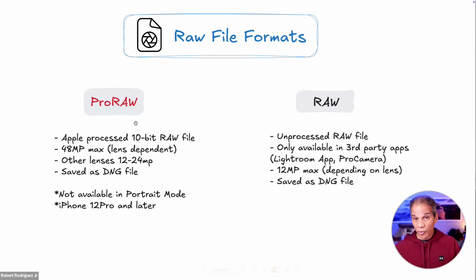With the ProRAW format, you can get up to 48 megapixel files, depending on the lens that you're using. It's, as I said, a slightly processed 10-bit RAW file. You get 48 megapixels, but usually that's only with the standard 1x lens, the standard wide-angle lens. Usually it's 24 millimeters. With the other lenses, particularly as you start zooming in, on the iPhone 15 Pro, for example, I've got 3 lenses. The second lens and the third lens will come down to either 12 or 24 megapixels.